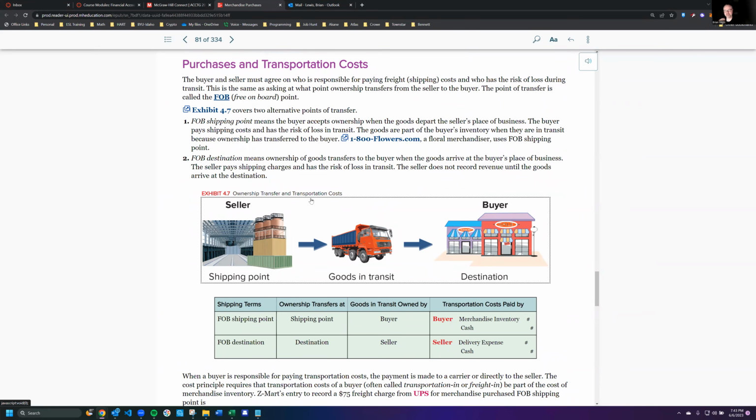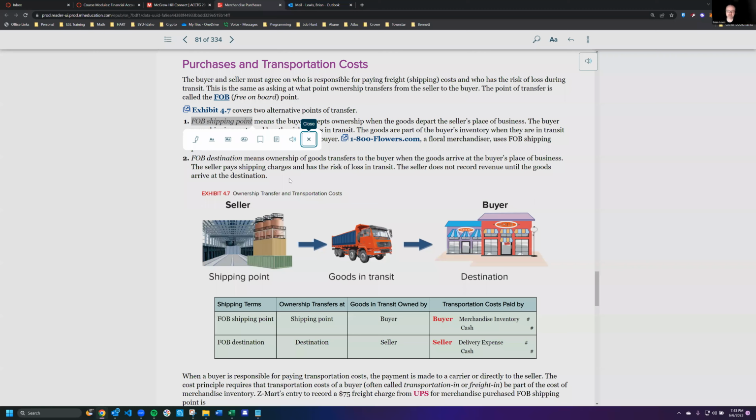Another big component of inventory is shipping, and you have to know who's responsible for the shipping. Most people put shipping on the buyer, which would be FOB shipping point. See, buyer accepts ownership when the goods depart the seller's place of business. Therefore, the buyer pays the shipping costs and has the risk of loss in transit. This is super important to understand.